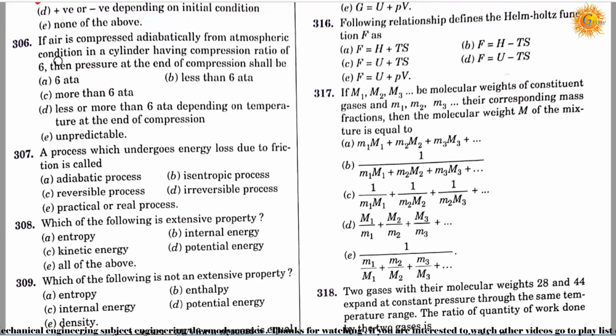Question number 306. If air is compressed adiabatically from atmospheric condition in a cylinder having compression ratio of 6, then pressure at the end of compression shall be option A, 680 kPa, option B, less than 680 kPa, option C, more than 680 kPa, option D, less or more than 680 kPa depending on temperature at the end of compression, option E, unpredictable. So the correct answer is C, more than 680 kPa.